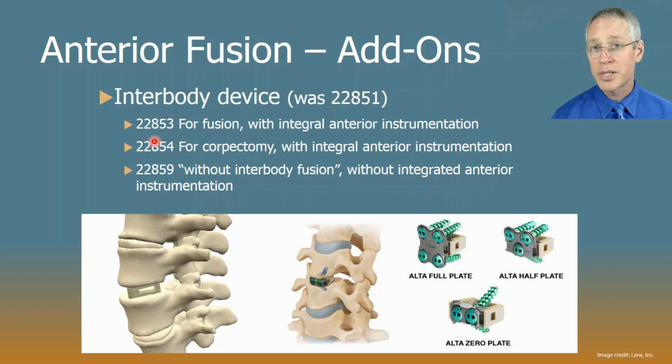Now, where it does differentiate is whether it's for a fusion, 22853, with a corpectomy, which is still for fusion, but it's a more aggressive removal of an entire vertebral body, or most of one, which I'll show you in a moment. Or it's without interbody fusion. I don't know why you would take out part of a vertebra and stuff one of these in if you didn't intend for it to fuse. So be looking out for the first two, 22853 and 4 predominantly.